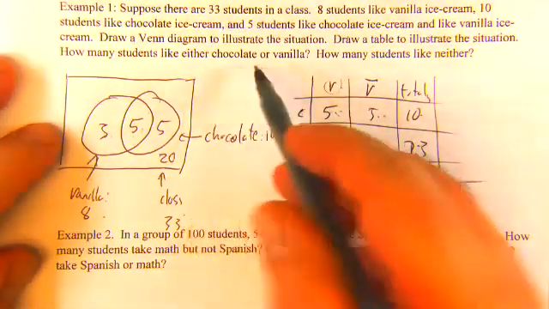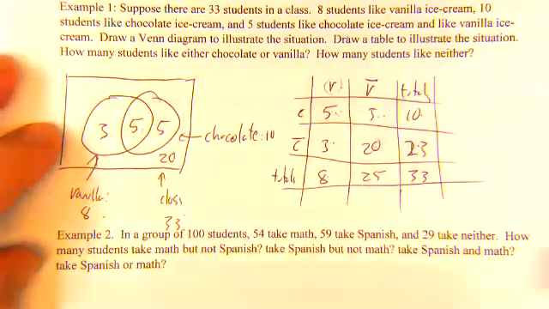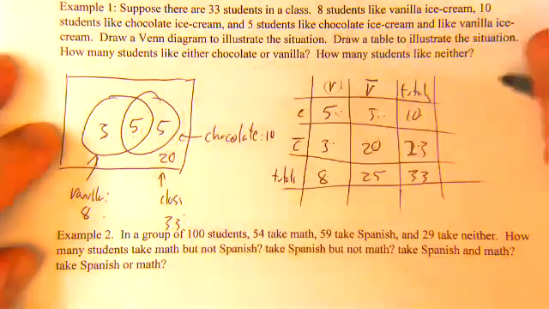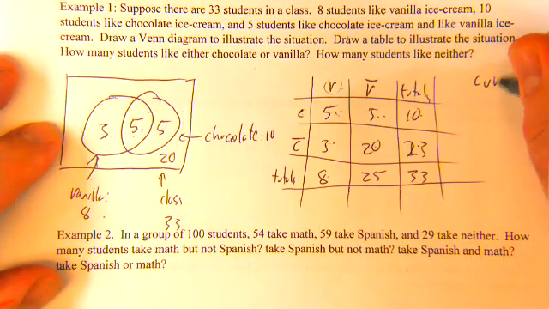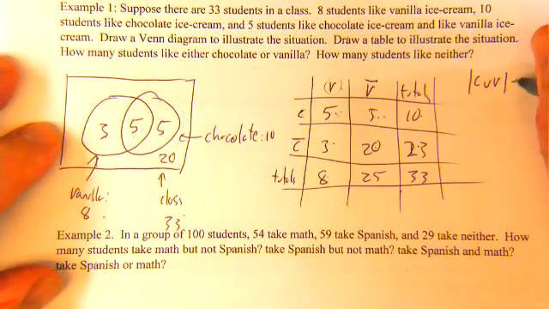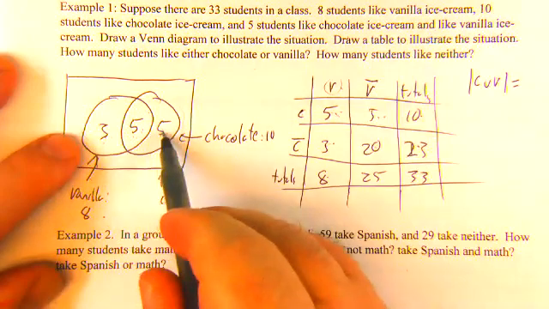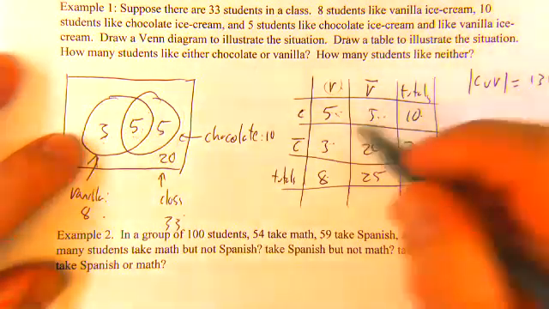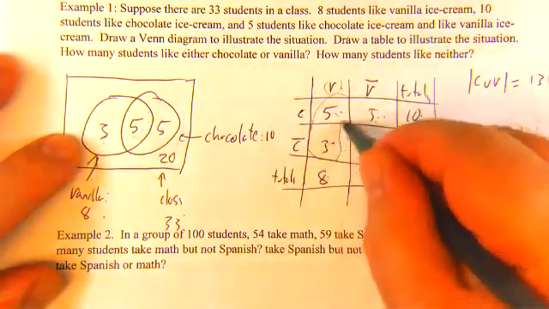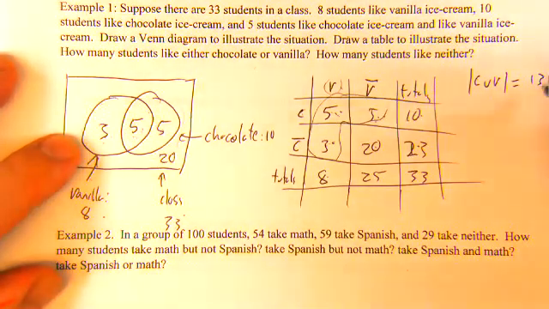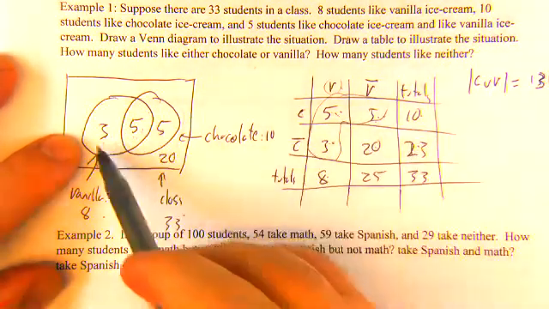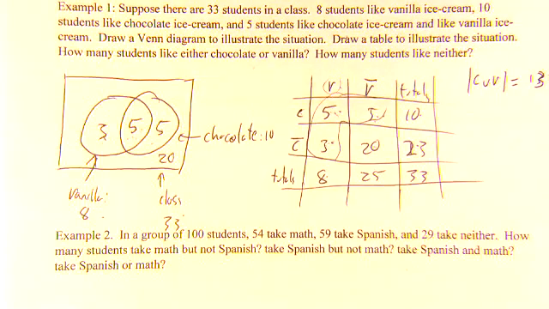Like either chocolate or vanilla. How many people like either chocolate or vanilla? Can be answered one of 2 ways. Chocolate union vanilla, well, that could be 3 plus 5 plus 5, 13. That's 13. You just add up all the people in the chocolate and vanilla categories and see what you get.